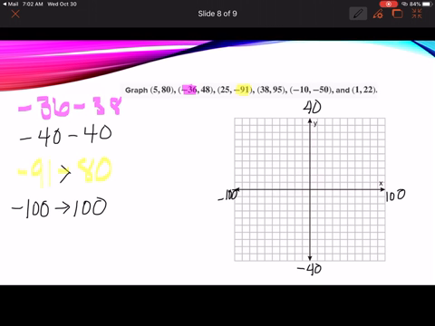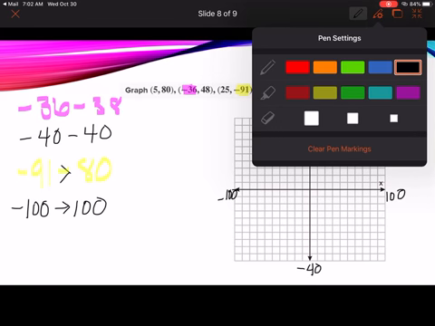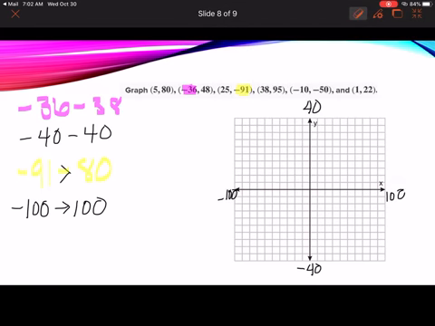So graph 580. Oops, I put those on there wrong. Got distracted. Sorry, guys.